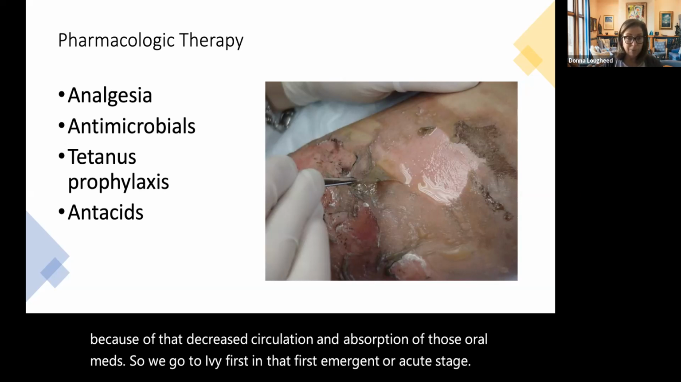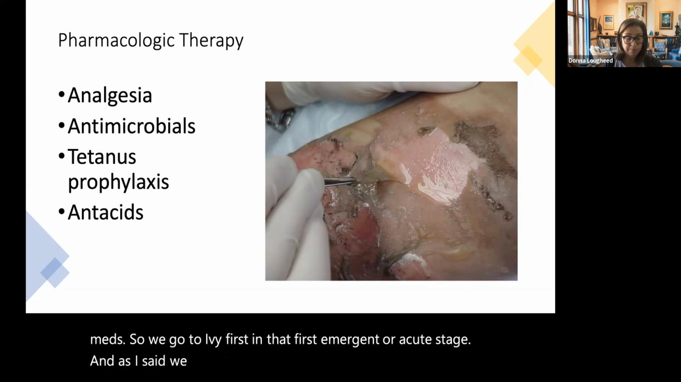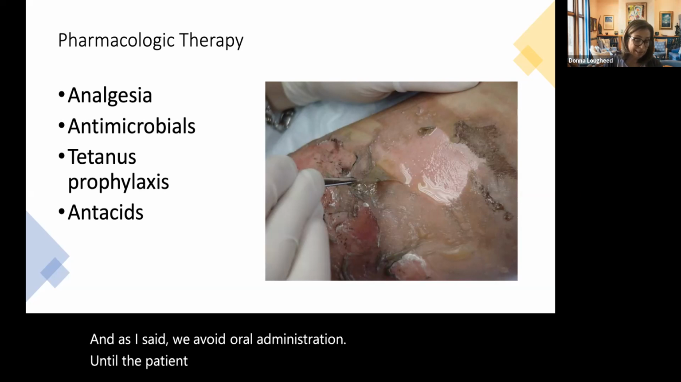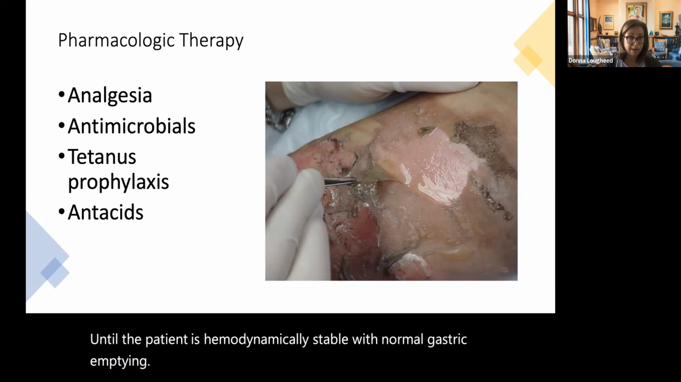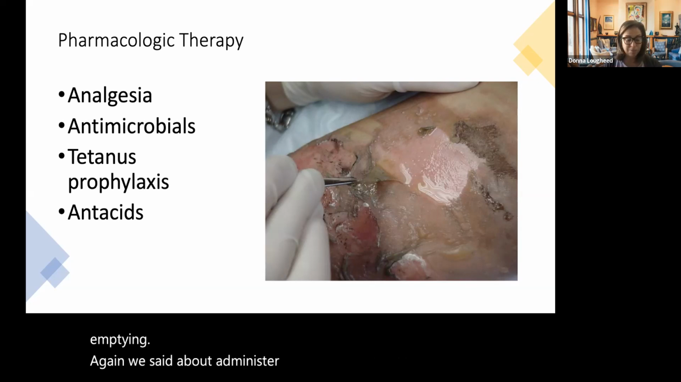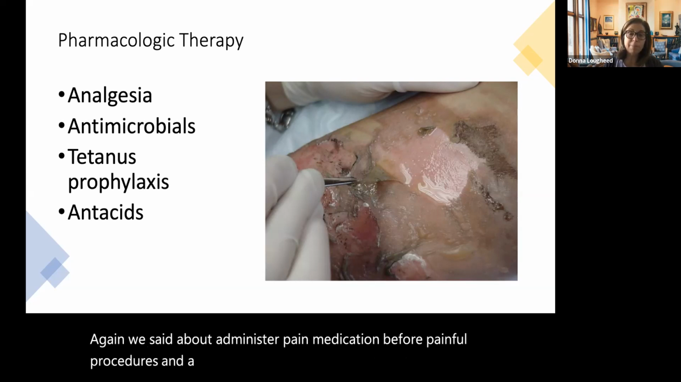And as I said, we avoid oral administration until the patient is hemodynamically stable with normal gastric emptying. Again, we said administer pain medication before painful procedures, and a PCA pump may be appropriate in some cases.